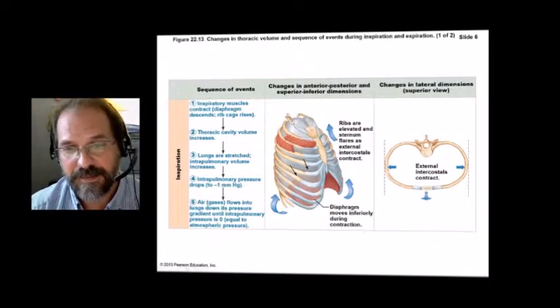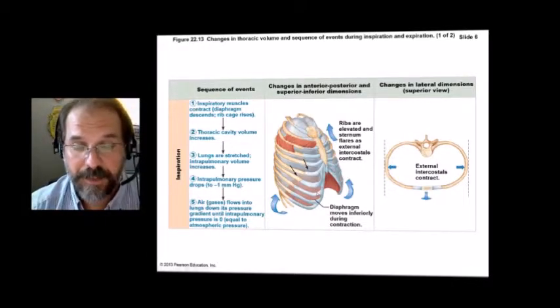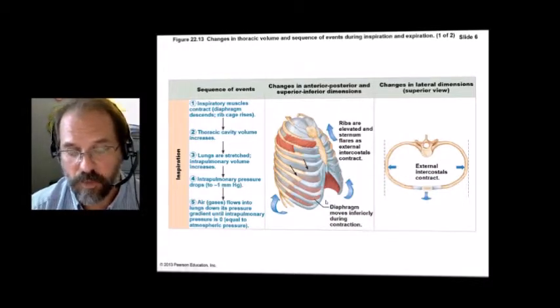The scalenes and the sternocleidomastoid muscle both can elevate the upper ribs and the sternal body and further expand the thorax and drop the pressure, and so we breathe in more.